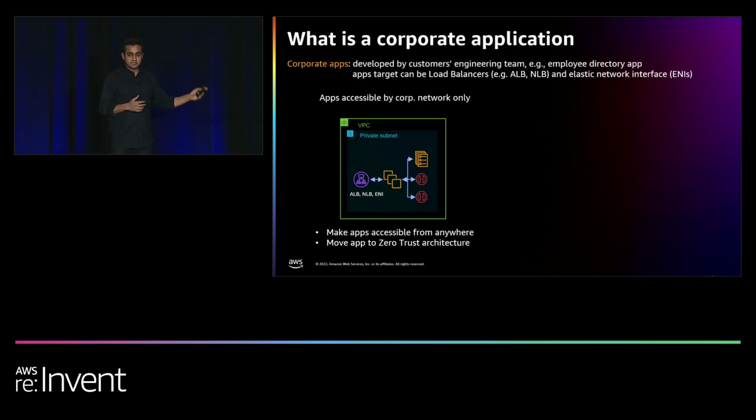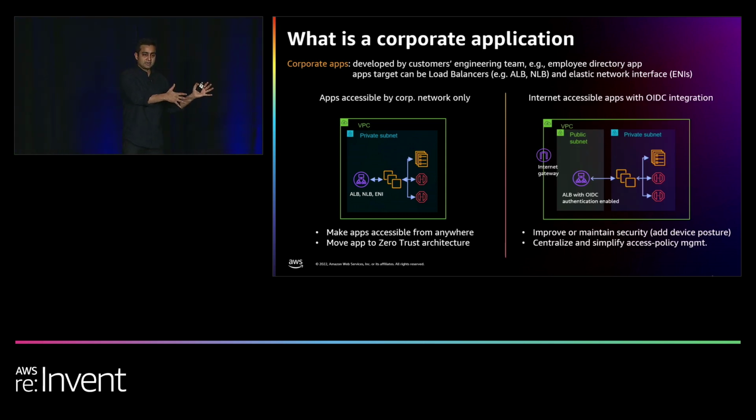Now you can move these applications to verified access. You get 2 things: your users can connect to the applications from anywhere, and you move to a zero trust based architecture. In some cases, the target is already in a public subnet, and the ALB is already integrated with OIDC providers. You can move these applications to verified access too. You will get 2 things out of it. The first is a better security posture, because now you can combine device states and define policy based on devices. The second is simplified management, because all applications and their policies are in a single place. So you can define, manage, and audit policies at a single place.